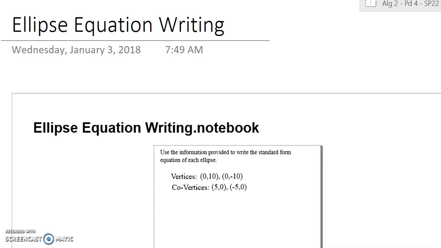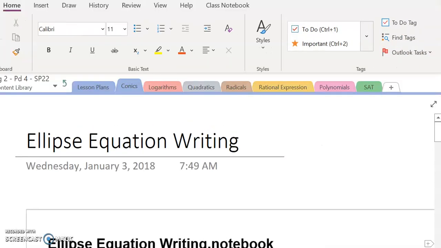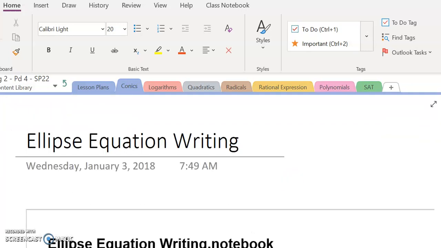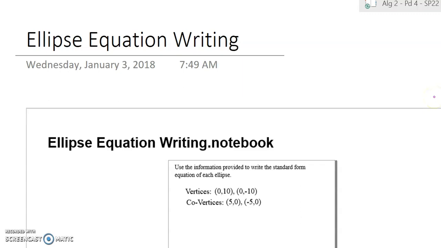Hello, everyone. Today we're going to do ellipse equation writing. So it's really the last part of the ellipses. You were supposed to graph the ellipses. There were 10 problems on the sheet before. So you were supposed to do ellipse homework 1, and that's supposed to be done. And now I'm asking you to follow along and make sure we're able to take information.